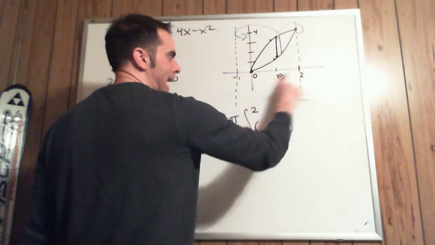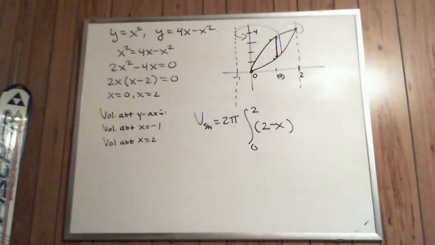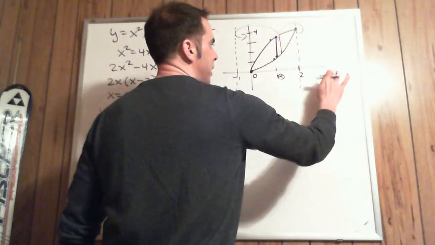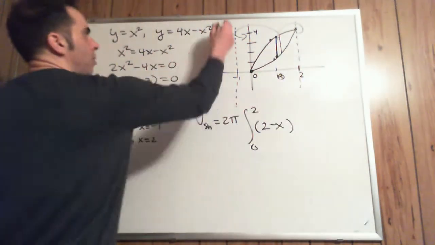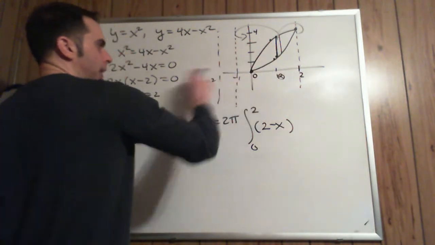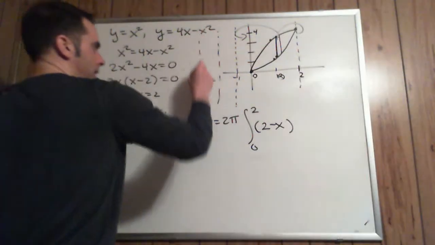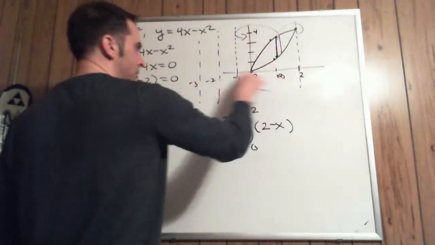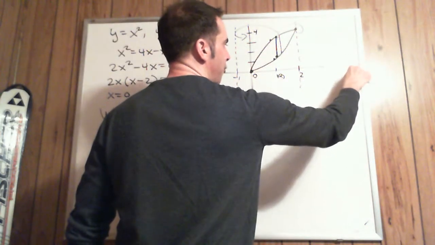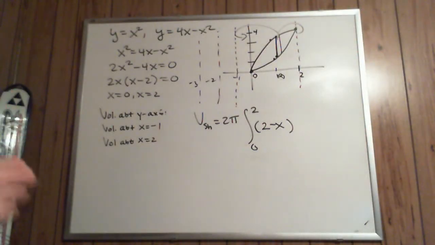It's right minus left. 2 minus any x value in this interval. So the distance to the axis of rotation would be 2 minus x. If we were even over here at 3, it would be then 3 minus x. If we were revolving it about negative 2, it would be then x minus a negative 2. It's right minus left. If we were back here at negative 3, it would be x minus a negative 3. If we were over here at 4, it would be then 4 minus x. It's always right minus left to find the horizontal distance.